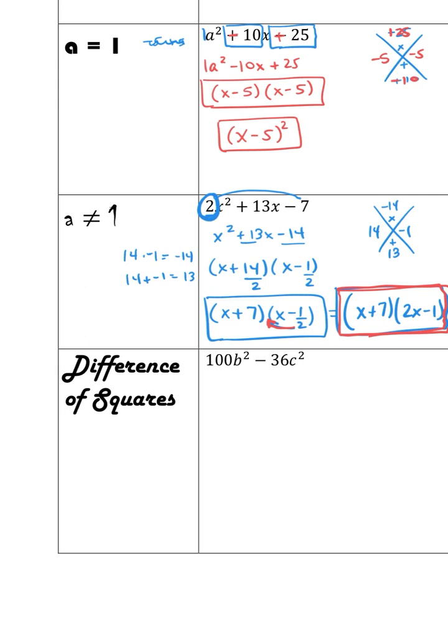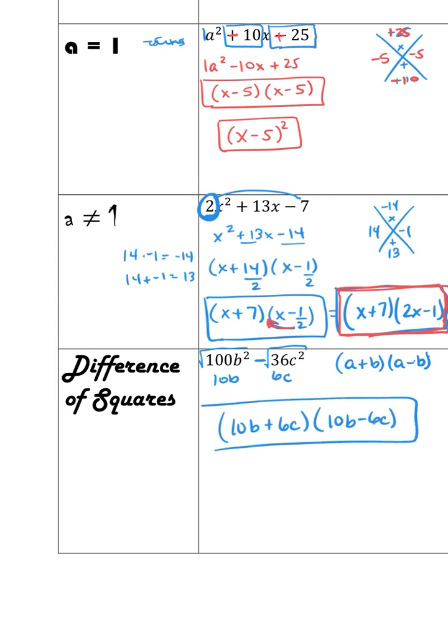Okay, and then the difference of squares, basically I need to take the square root of the first term, which is going to be 10b, and then the square root of the second term, and it's always different, so it's always a minus sign there. So this is going to be 6c, and basically you're going to do a plus b times a minus b. So this is a is 10b and b is 6c, so I'm going to do 10b plus 6c and 10b minus 6c. And that is how you do the difference of squares.